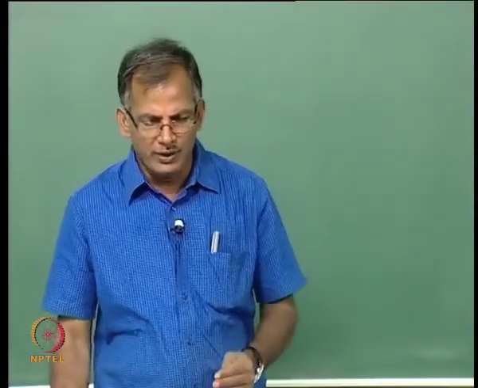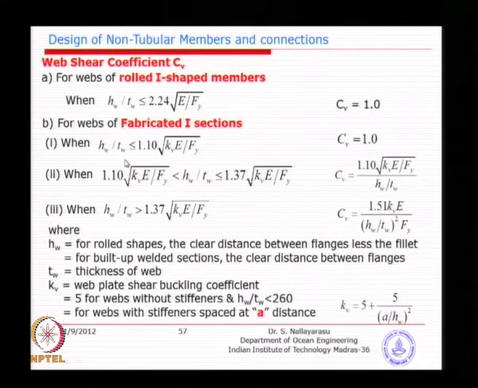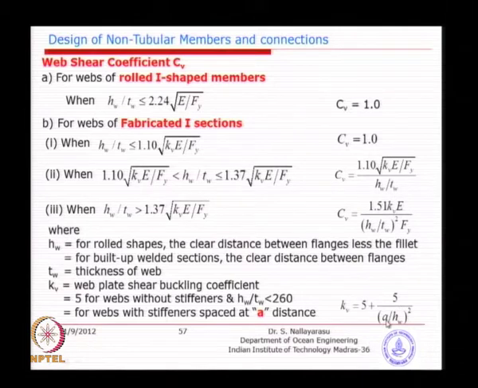So that is why we have got three cases, when h by tw, which is simply the slenderness of the web, is less than 1.1 times this parameter, which is the new one coming in here, the square root of kv times E divided by Fy. kv is defined as a coefficient associated with the spacing of stiffeners.